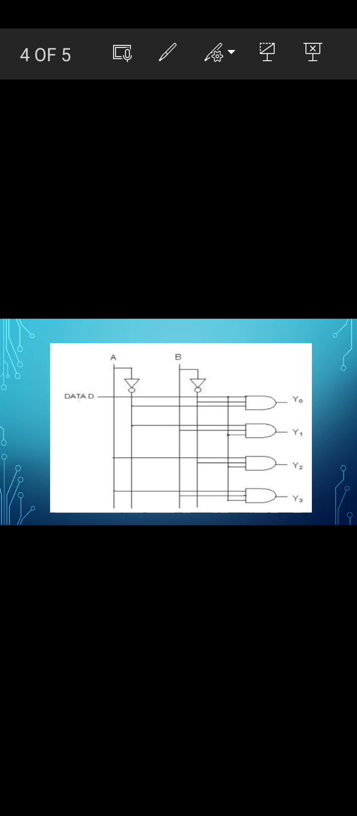Next, we are going to see the truth table. This is the truth table of the demultiplexer. After simulation, we are going to verify with this. Now, let us simulate the logic circuit in the Electric Circuit Studio app.